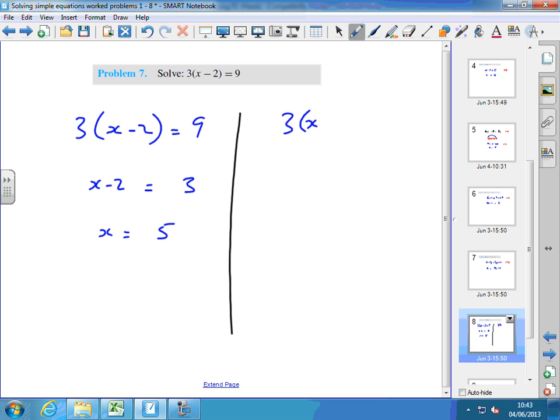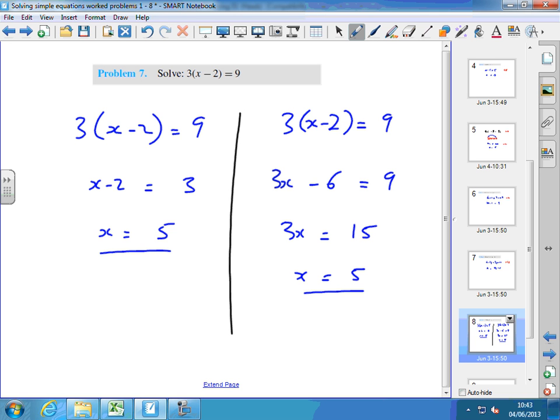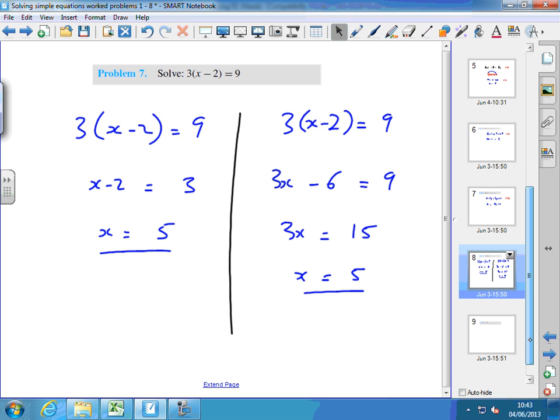Taking the same problem, I could multiply out the brackets. 3 times x is 3x. 3 times minus 2 is minus 6. Now I'd add 6 to both sides. And then I'd divide both sides by 3. Same answer, but I think you'd agree that there's a few more steps and it's a bit more awkward on the right hand side. So it's choosing the method. They both work, but sometimes it's about choosing the most appropriate method.